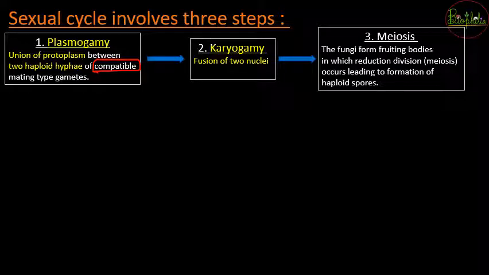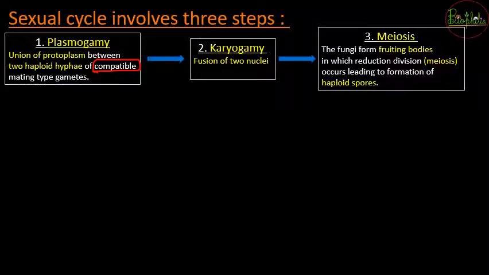The third step is the final step, where the nuclei that fused, forming the diploid state, need to be reduced so that they can have haploid spores. That is going to be achieved by the third step, meiosis. Now for meiosis to happen, a special structure needs to be formed, called fruiting bodies. Inside the fruiting bodies, whenever meiosis occurs, the haploid spores are going to be formed.